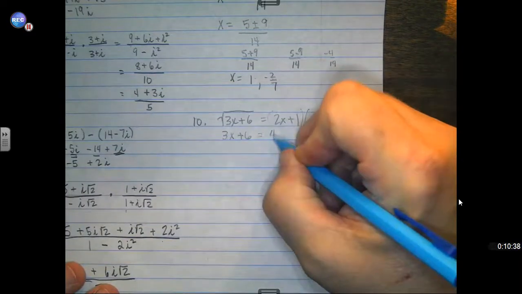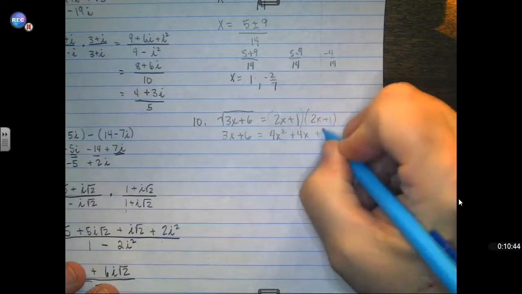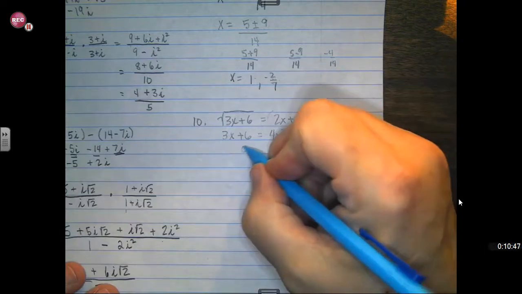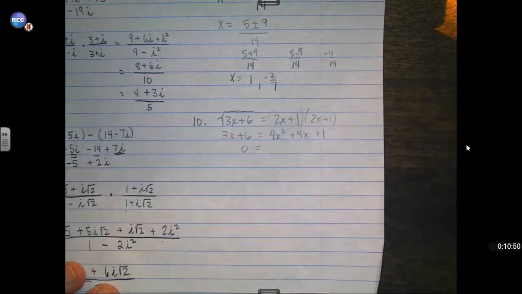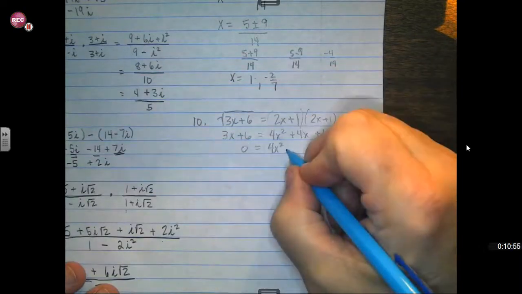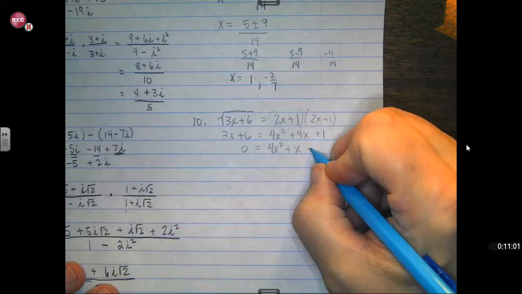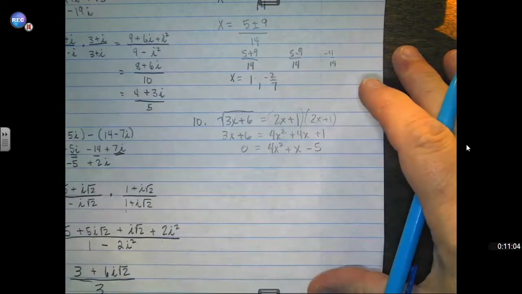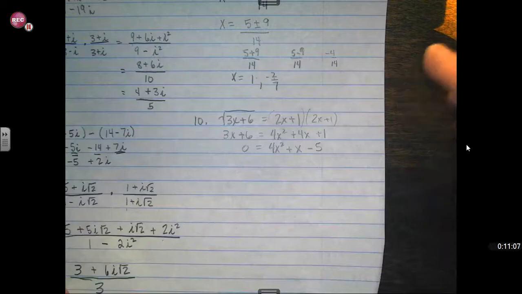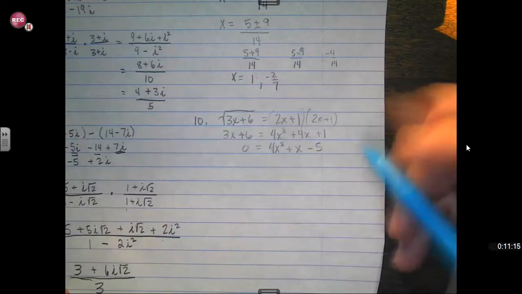So it's going to be 4x squared plus 2x plus 4x plus 1. And then I'm going to set it equal to 0 because that's how we solve a quadratic equation. And it's going to be 4x squared, 4x minus 3x would be plus x, and 1 minus 6 would be minus 5. And that's going to factor, because if it doesn't, that means we're plugging in an irrational, ugly-looking number to figure out if it works. So I'm pretty confident that this is going to factor.